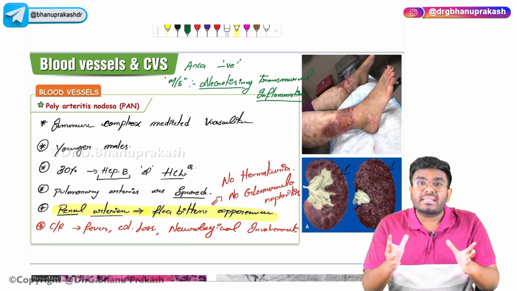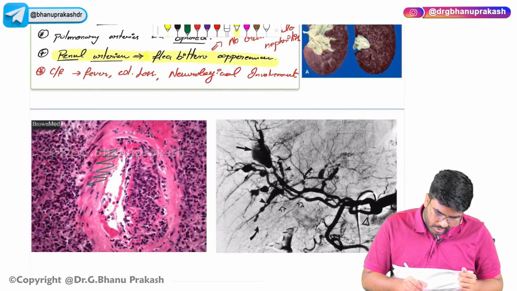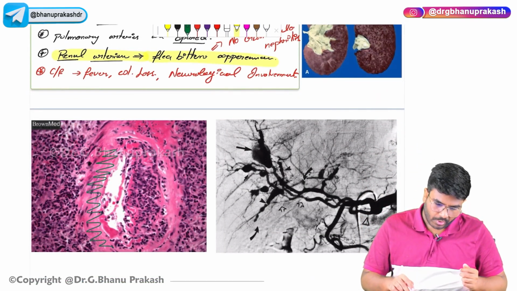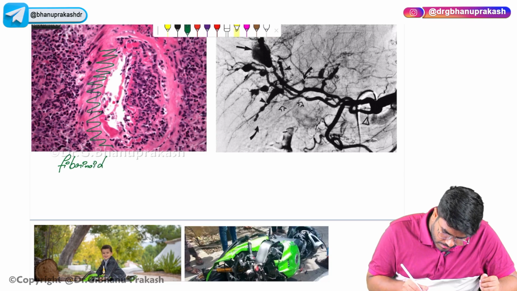So there will be fibrinous deposition. If you look under the microscopy, there will be fibrinous deposition. This pink color deposition is going to be there. So it's an example of fibrinoid necrosis.